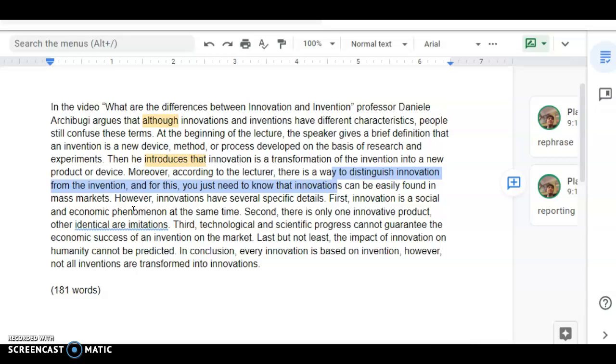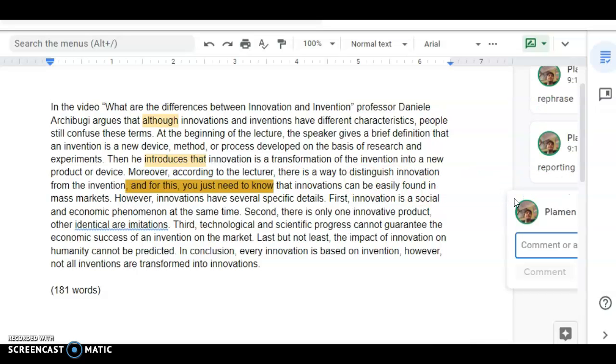To distinguish, and for this, yeah, I'm not just sure about it. It sounds a little bit like spoken language, and for this you just need to know. A little bit informal, right? Like you're speaking rather than writing in academic English. So a little informal, this one. So I'm gonna rephrase it. But the idea is very good.